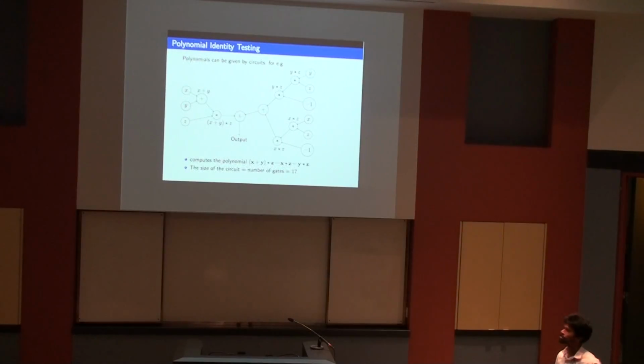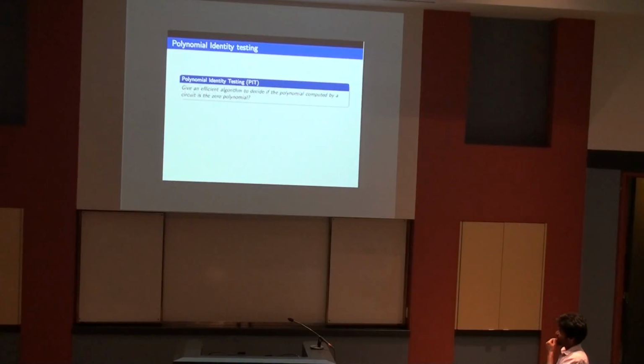So the basic question is, given a circuit having n nodes, how long does it take for you to determine whether the polynomial is 0 or not? Polynomial identity testing is basically saying, can you give me an efficient algorithm for this? And ideally, you'd like a black box algorithm.